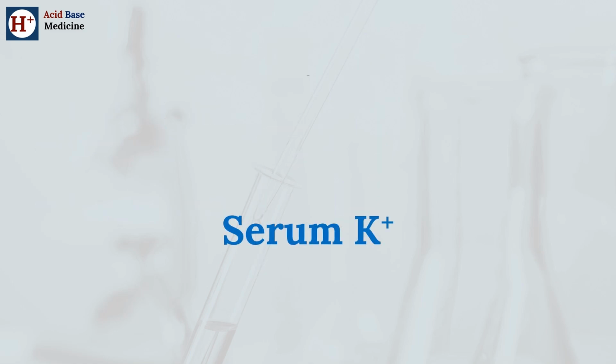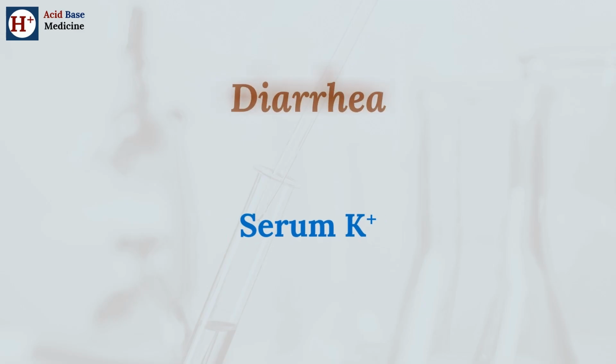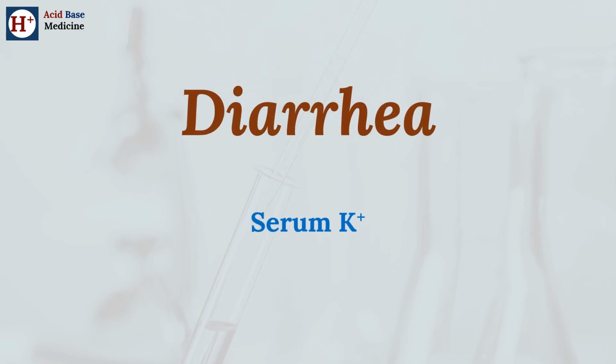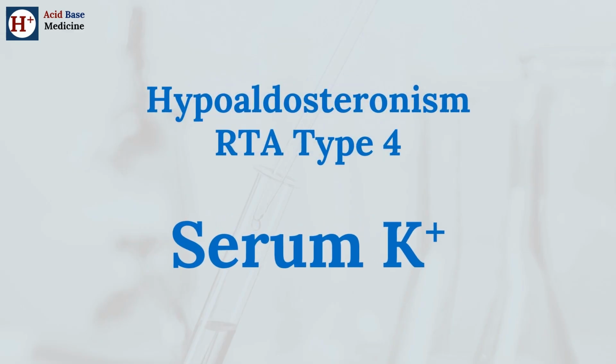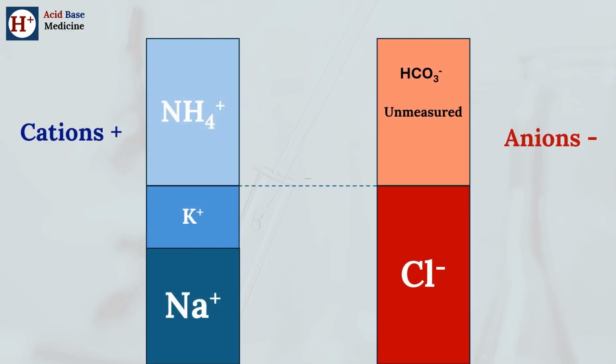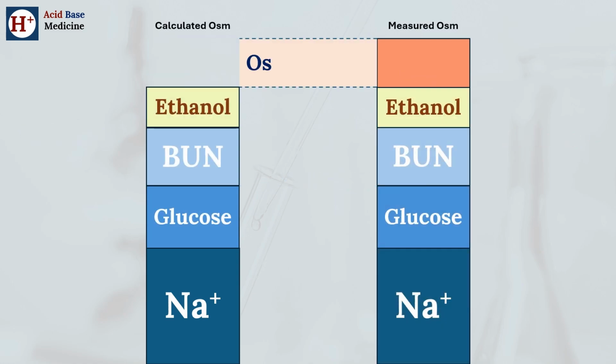Evaluate serum potassium. Hypokalemia is often associated with proximal RTA and gastrointestinal bicarbonate loss. Hyperkalemia may indicate hypoaldosteronism or type 4 RTA. Consider urinary osmolar gap. If the UAG is inconclusive, calculate the urinary osmolar gap to estimate urinary ammonium excretion more accurately. A urinary osmolar gap less than 40 millimoles per liter indicates impaired ammonium excretion.